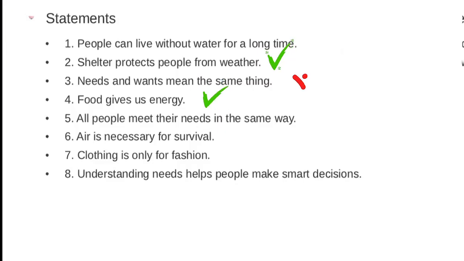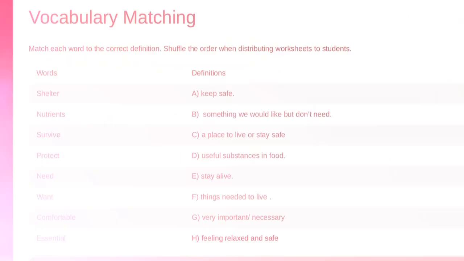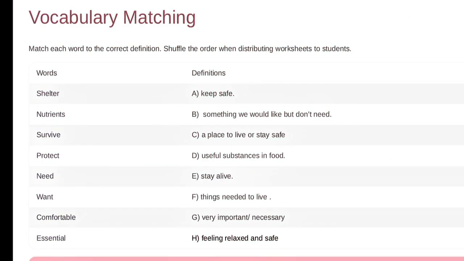All people meet their needs in the same way. No, this is not true. It's false. Air is necessary for survival. Yes, because we cannot breathe without air, and it means we cannot survive. Clothing is only for fashion. It's false, because clothing helps us keep warm in cold weather and cool in hot weather. And the last one, understanding needs helps people make smart decisions. This is true. Now let's do the vocabulary matching exercise.